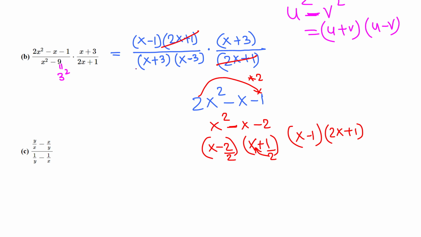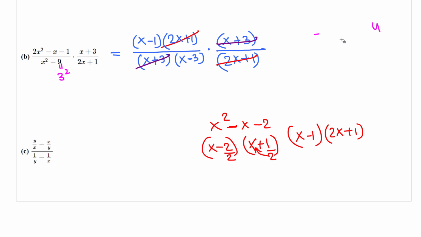And here x plus 3 quantity cancels. Okay, now that leaves just x minus 1 on the top and x minus 3 on the bottom. So x minus 1 quantity over x minus 3. Do not cancel x. Okay.